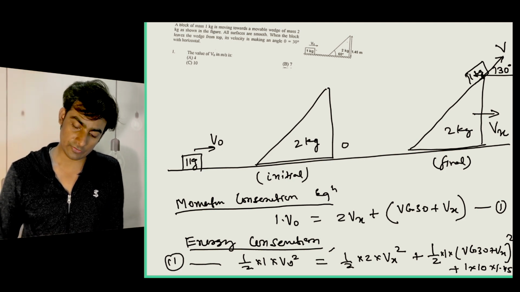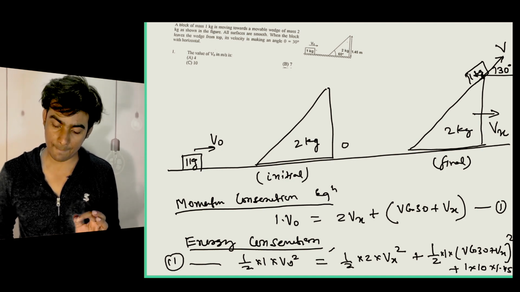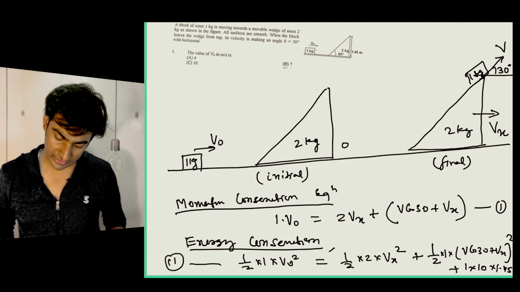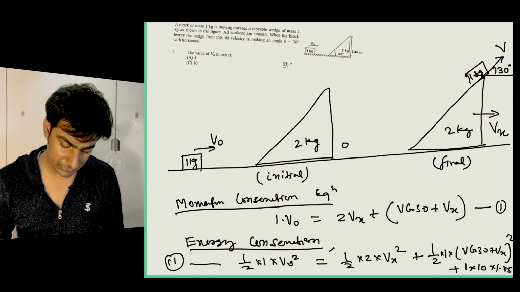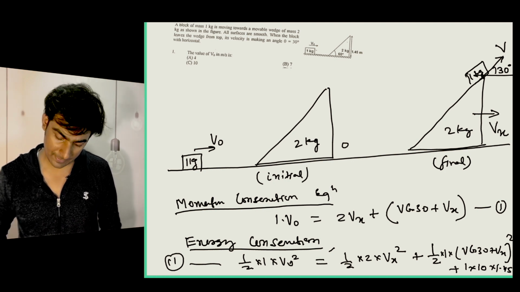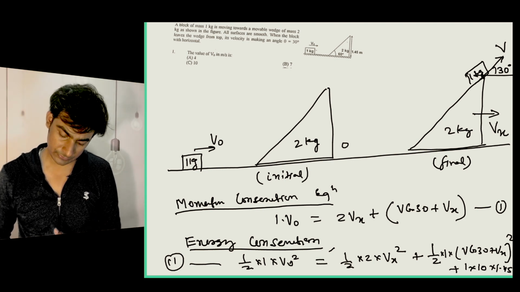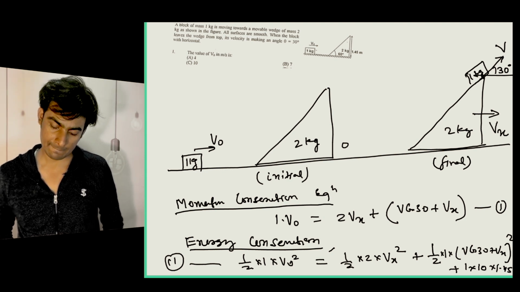So now the third equation. How many variables do we have? We have variable v, we have vx, we have two variables, and we need to find the wedge velocity vx. Do we have any other variable? We don't. I think we can solve these two equations. Okay, so now let's write the third equation. We need the third equation.